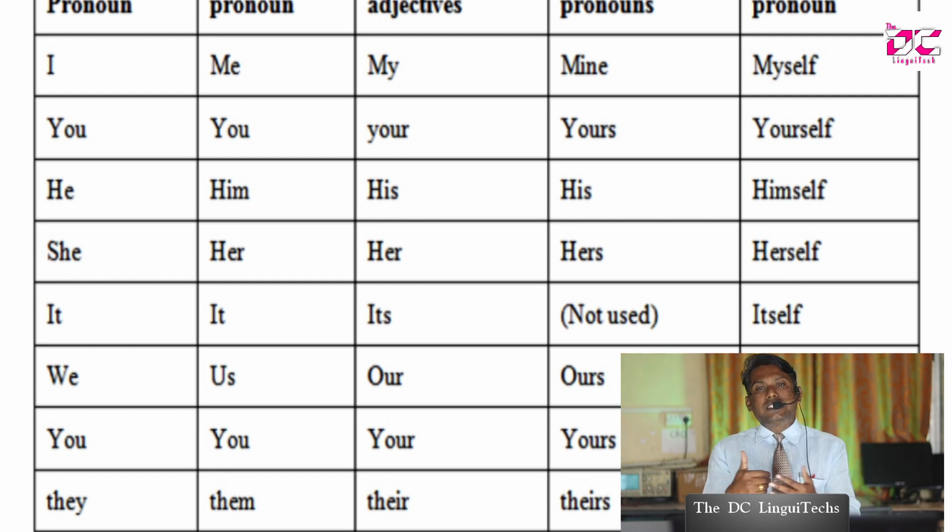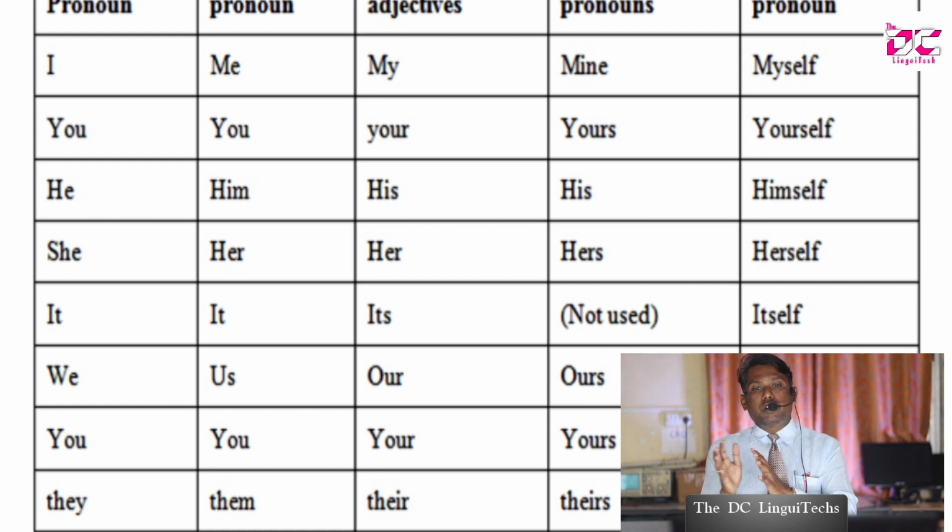Then we have possessive adjectives. These are the pronouns, but they work as an adjective and they are possessive. Like my. If I say my book, in this phrase, book is a noun, whereas my works as an adjective, though it is a pronoun. Same your, his, her, its, our, your, their.